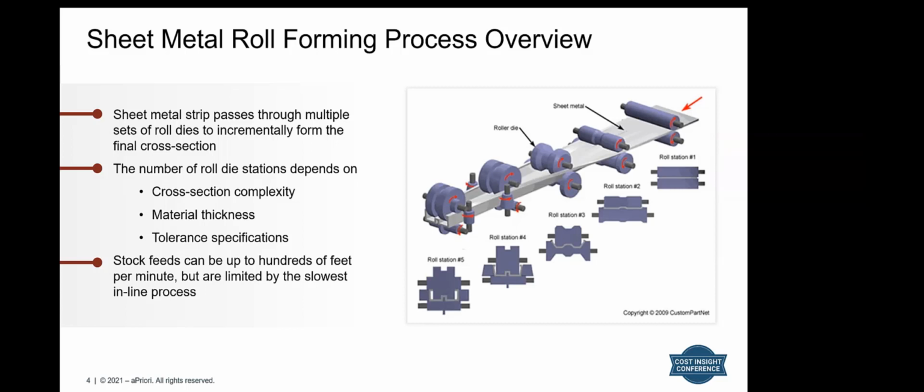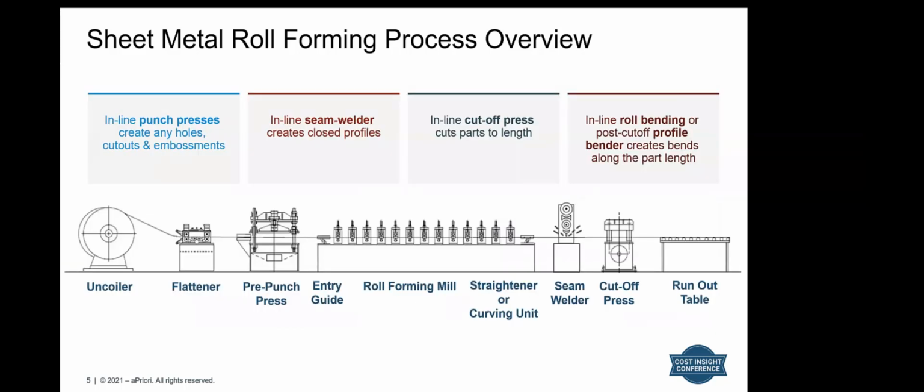Roll forming lines can run very fast, up to hundreds of feet per minute, but the overall line speed is limited by the slowest process in the line. That's kind of a nice segue to my next slide here, where I show typical processes included in a roll forming line. So right at the center, we have our roll forming mill. That's the series of roll dies, which incrementally form that desired cross-section profile. But there's quite a number of processes before or after it in the line.